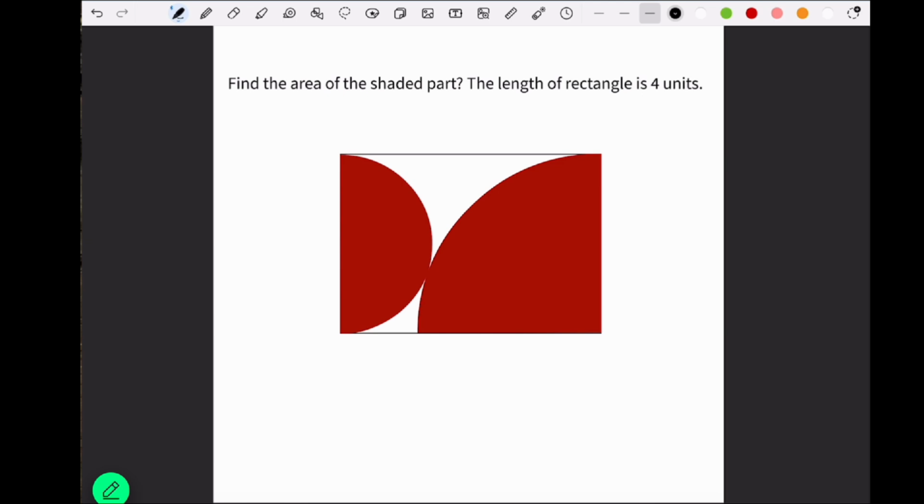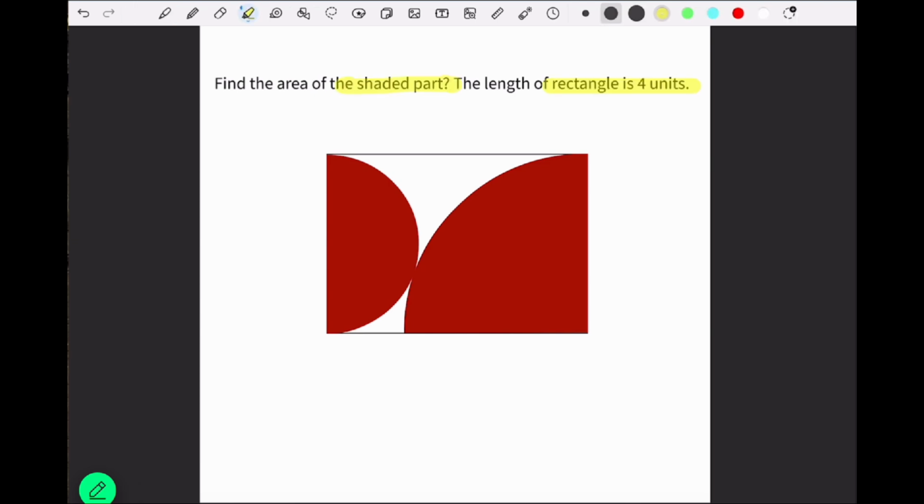Let's have a look at the question. In this question, we have to find the area of the shaded part, which is the area of the semicircle plus the area of the quadrant of a circle. And the only information we have is the length of the rectangle is 4 units. From this, we have to find the area of the shaded part. Let's dive into the solution.